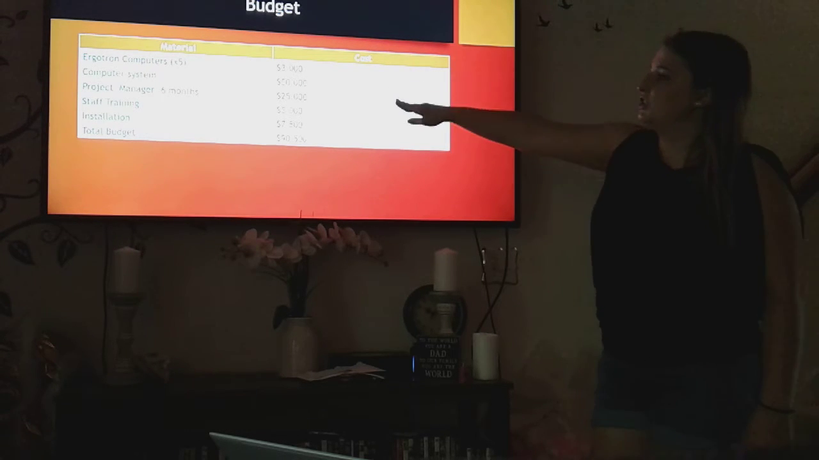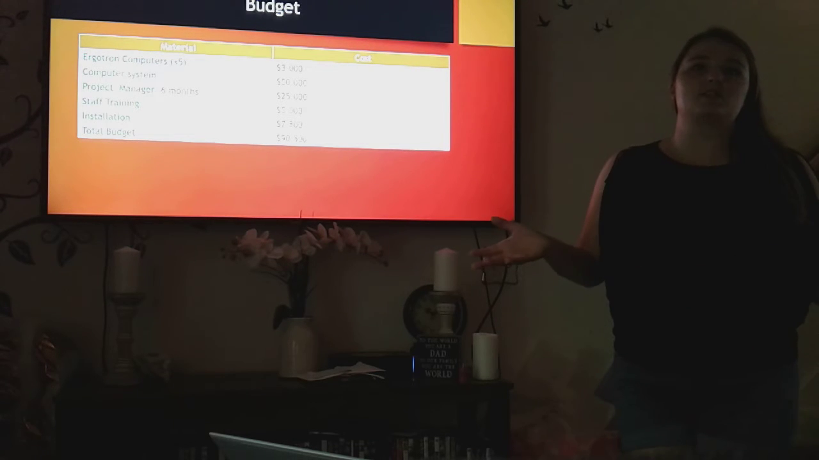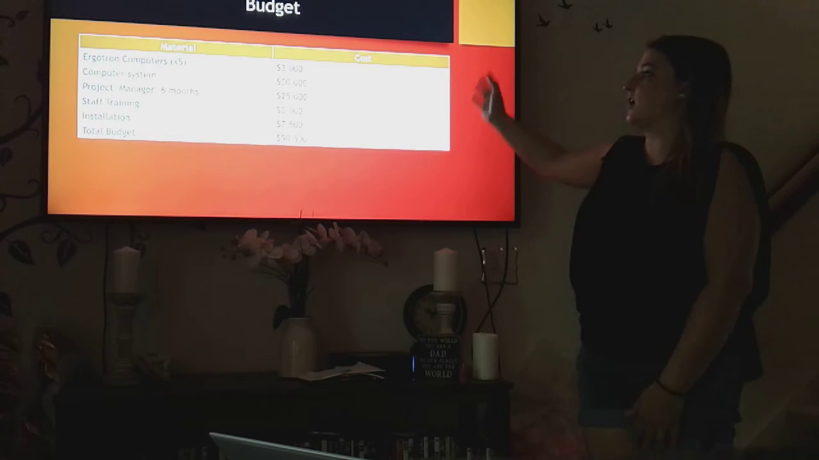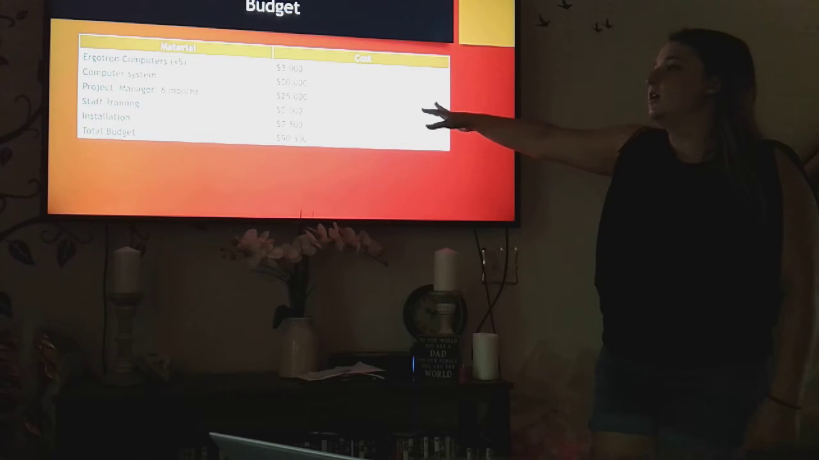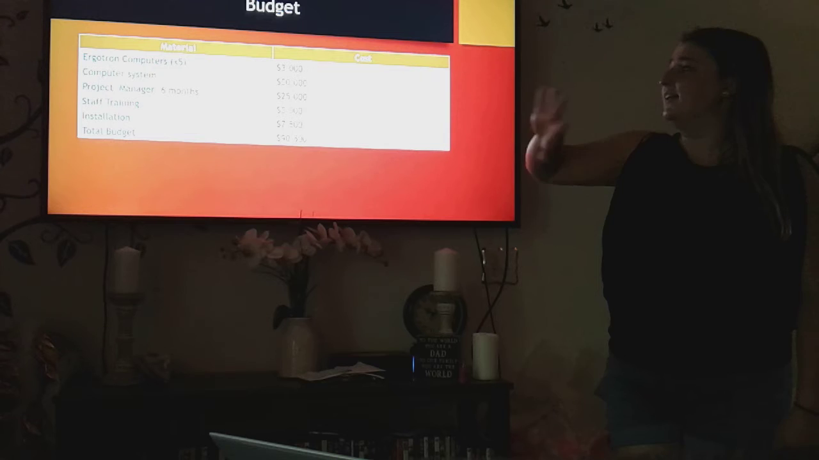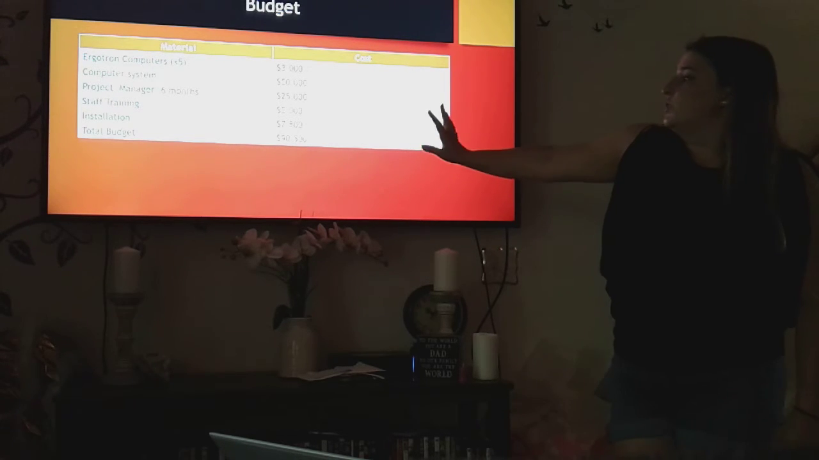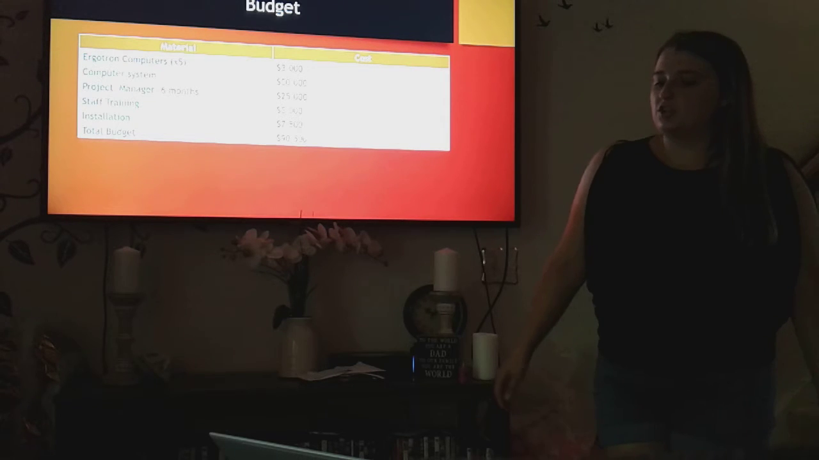The project manager to help make sure that the software is running smoothly and that all the staff is well aware of what's going on is going to cost about $25,000. The staff training is going to cost about $5,000. And then getting the whole system put into place is going to cost about $7,500. So this is a total of about $90,500.